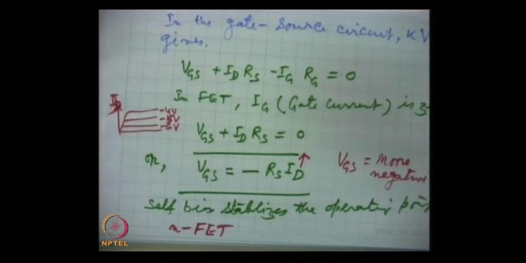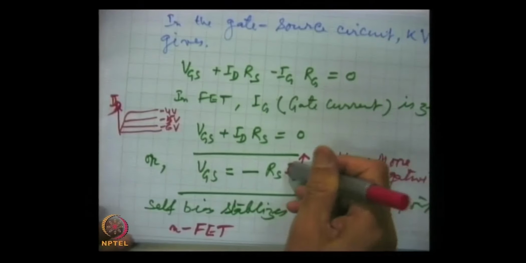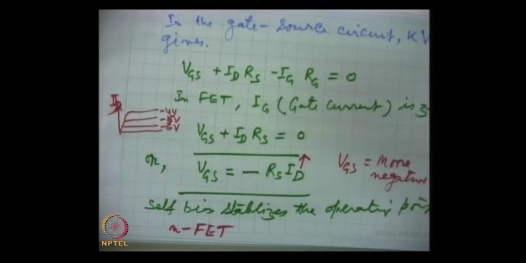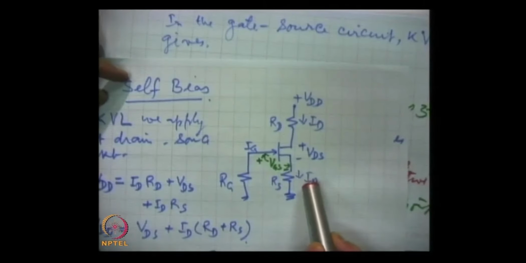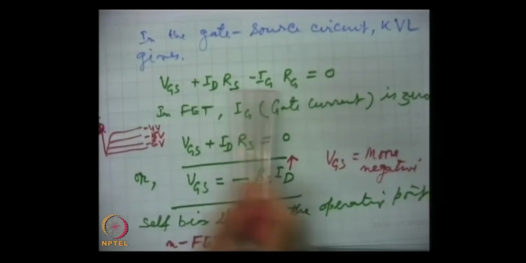If for some reason the parameters change so that the drain current falls, then this will be less negative, and hence the fall in the drain current will be checked by this voltage drop, because this voltage drop is a function of ID, and this voltage is part of the input circuit, the gate source circuit, and hence self bias is very widely used.